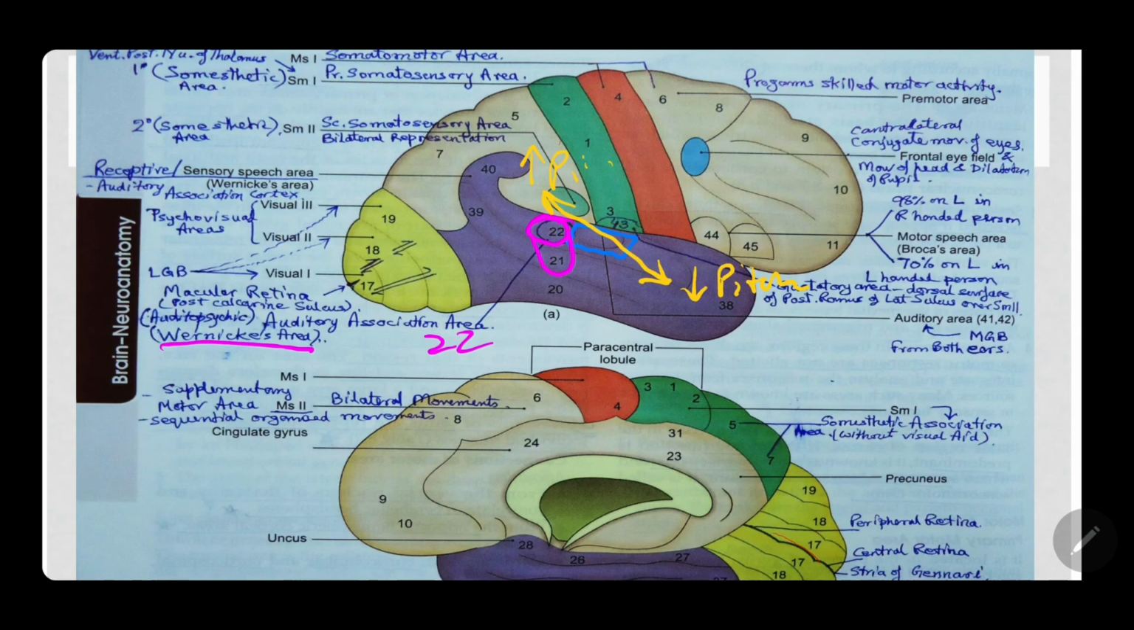Let me tell you about this great scientist Wernicke. Wernicke was a German scientist, a neurobiologist, right? And he was in the late 19th century, around 1880 somewhere. He published his research work. And before that, it was Broca. Broca was a French scientist, right? And Broca worked on Broca's area, that is expressive speech, the motor speech area 44, 45.